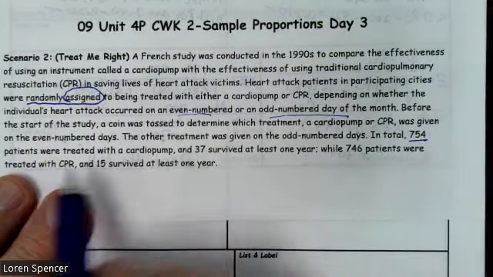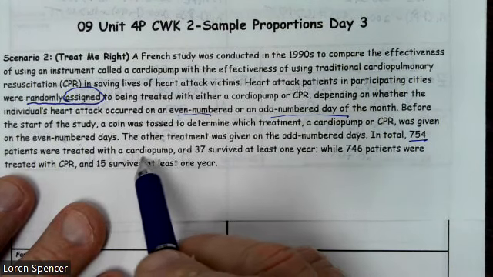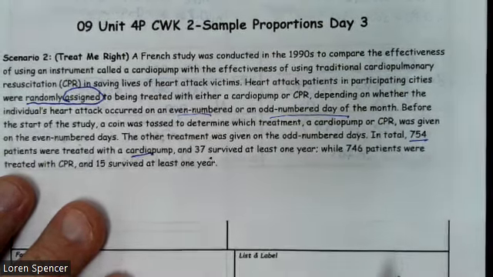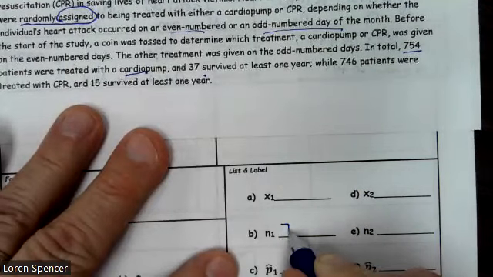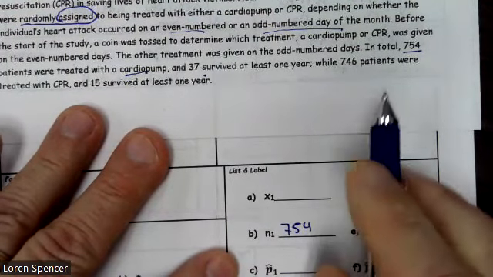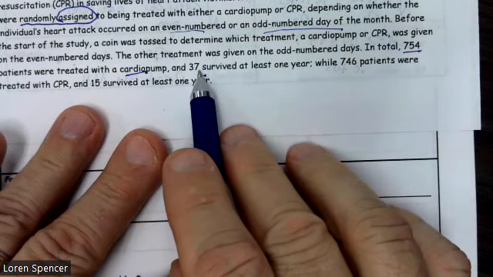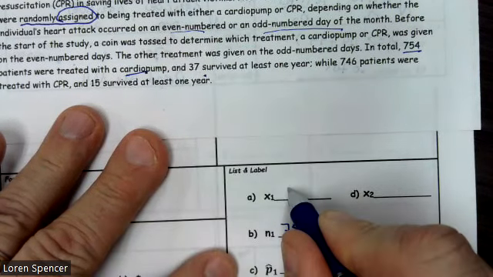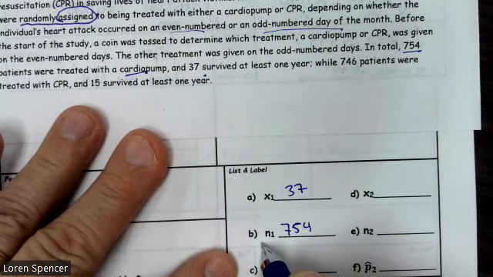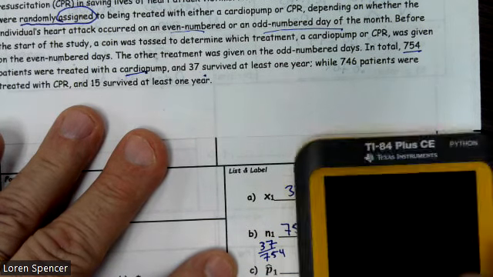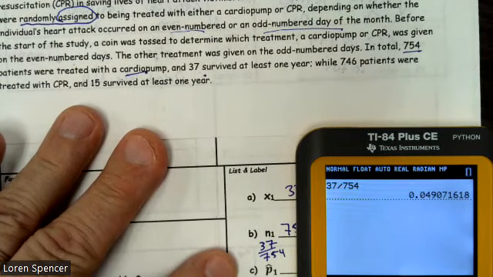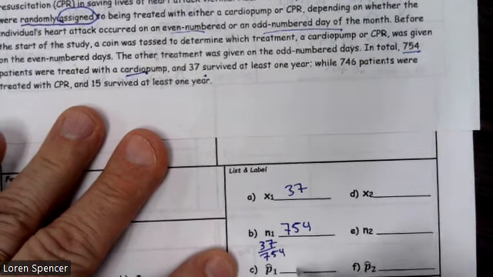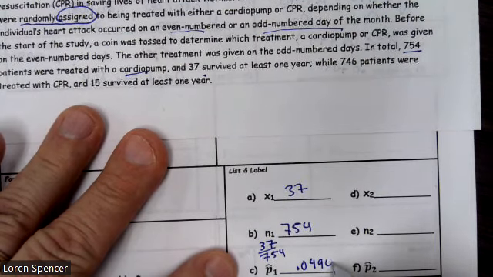In total, 754 patients were treated with a cardio pump and 37 survived. All right, that's going to be important. Sounds like we have a sample size of 754, and it said that 37 survived. So we know that p hat 1 is going to be 37 over 754. So 37 divided by 754 is 0.0490.